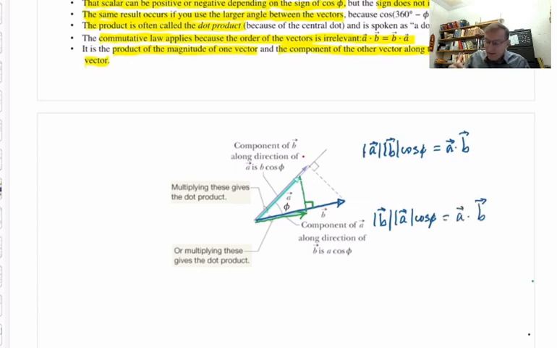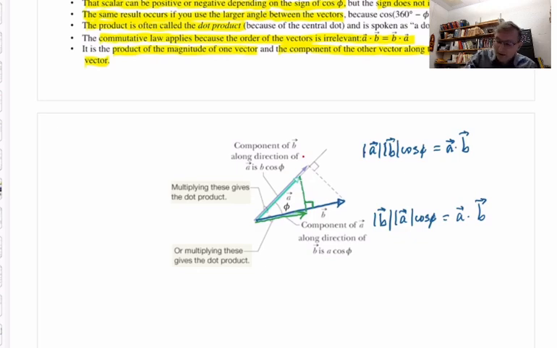So you can think of it, if you want to, geometrically, either as the magnitude of A times the component of B along the direction of A, called the projection of B along A, or the magnitude of B times the component of A along the direction of B, the projection of A along B. That's a geometrical interpretation of scalar product.